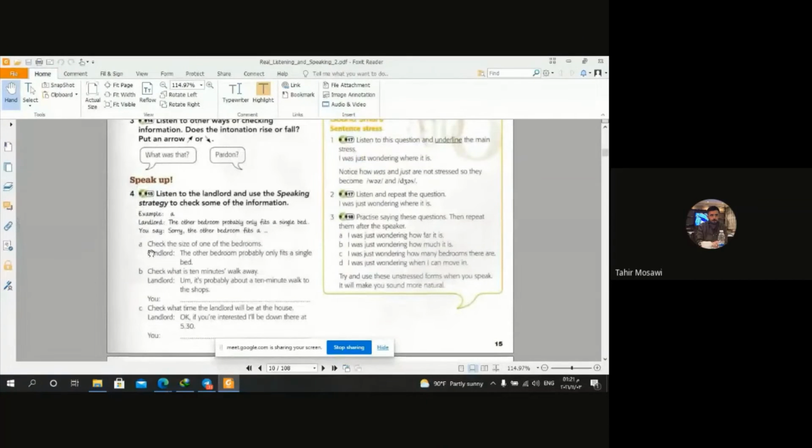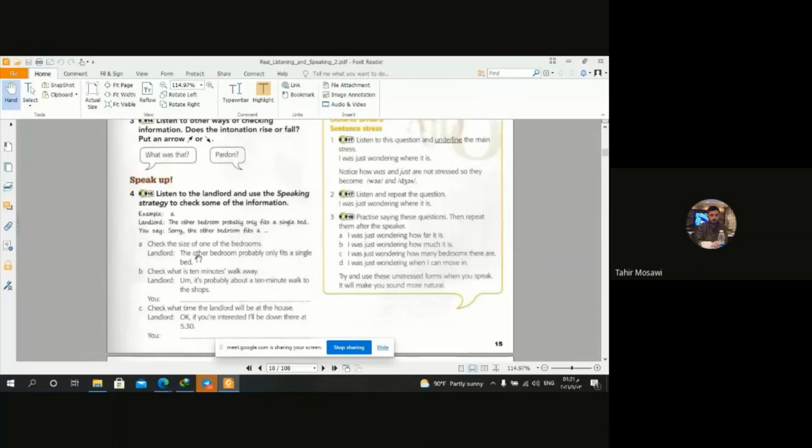إنه كيفية how to make someone repeat part of what he has said as we have discussed earlier. إذا مثلا الشخص قال the other bedroom probably only fits a single bed. اوكي فأنت ردت تتأكد من المعلومة اللي حكاها بس شنو هنا أنت ما سمعت the size of one of the bedrooms. السايز ما سمعته، سمعت أنت كل هذا الجزء بس ما سمعت السايز مالته.